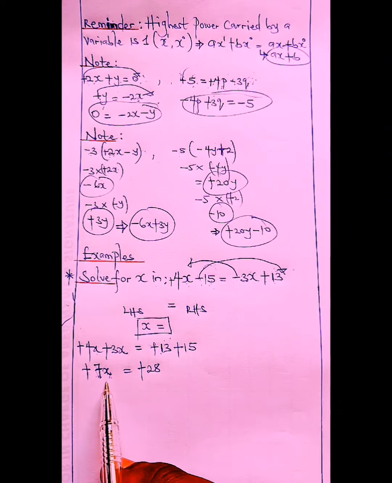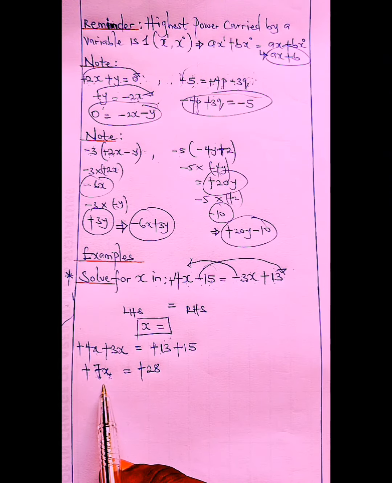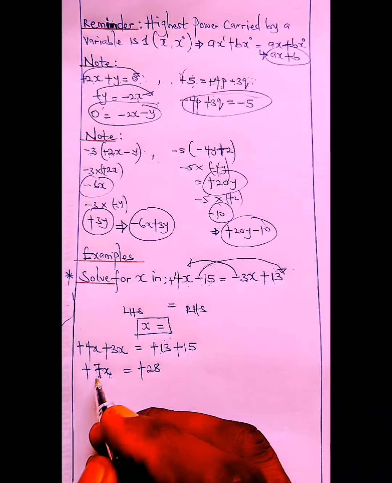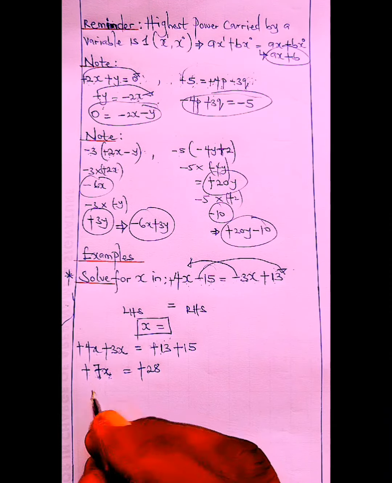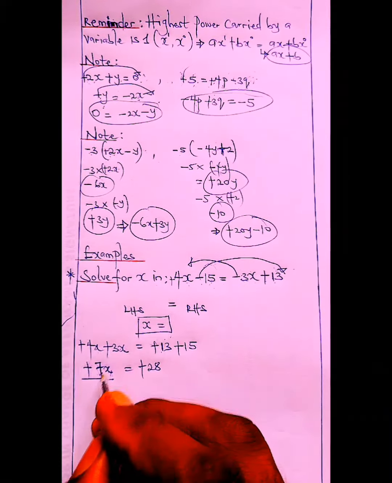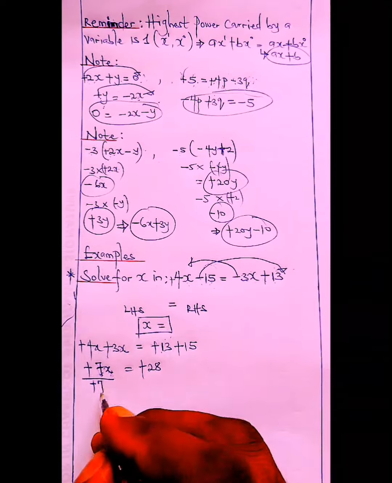To get rid of the 7 and make sure that x is on its own, we're going to use the opposite of multiplication. What's the opposite of multiplication? The opposite of multiplication is division, just like the way subtraction is the opposite of addition. So we get rid of the 7 by using division. We're going to divide both sides by plus 7.